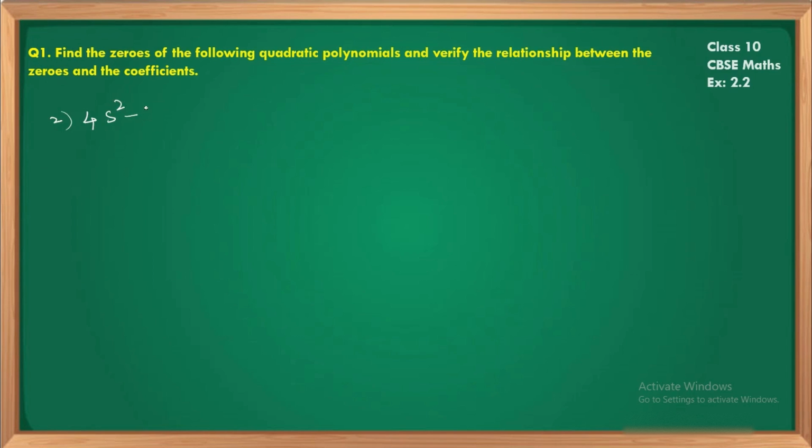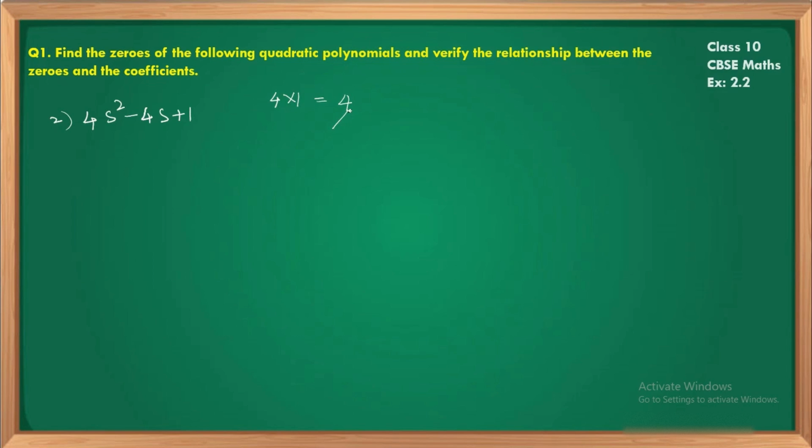4s squared minus 4s plus 1. Now you have to take the coefficient of s squared and the constant 1 and multiply them. You get 4 into 1. Both are plus. Therefore it is plus 4 into plus 1, which will give you plus 4.